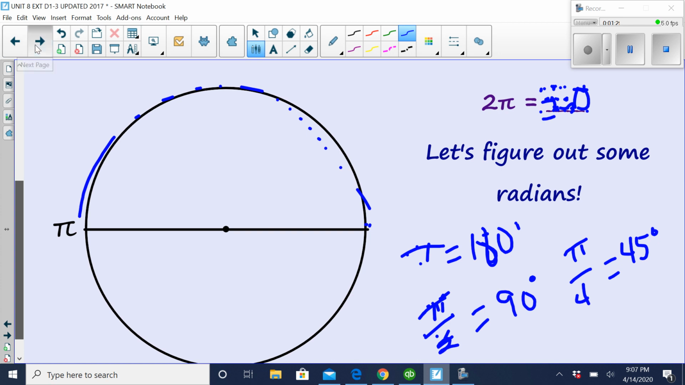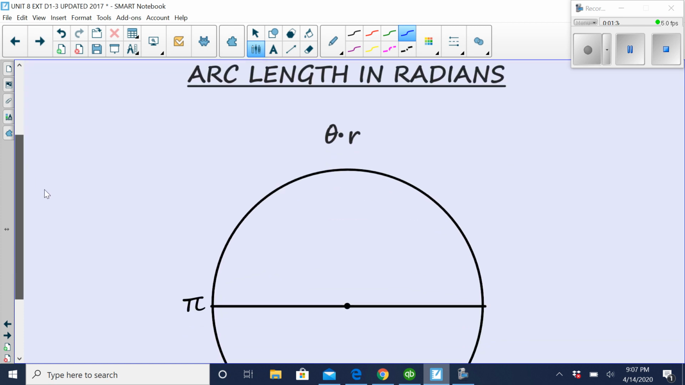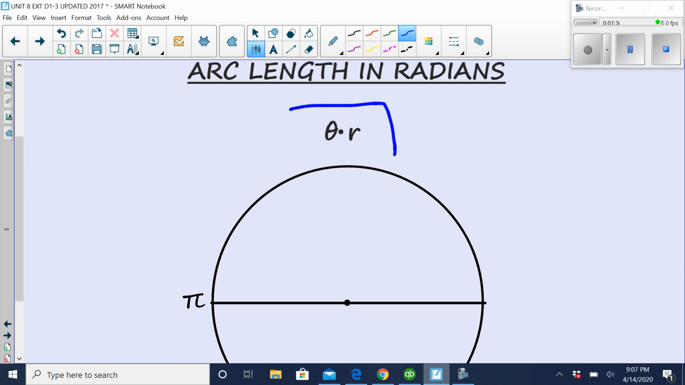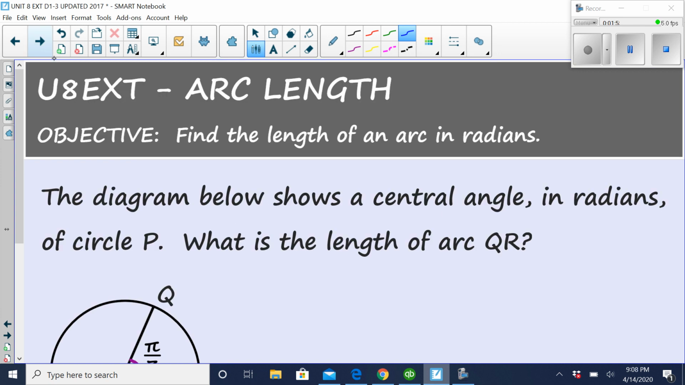What we're going to focus on today is arc length in radians, and the formula you're going to use is right here. This is our arc length in radians. This symbol is called theta, and theta represents your central angle, and r is your radius. So you take the measure of the central angle times the radius, and that's your arc length in radians.